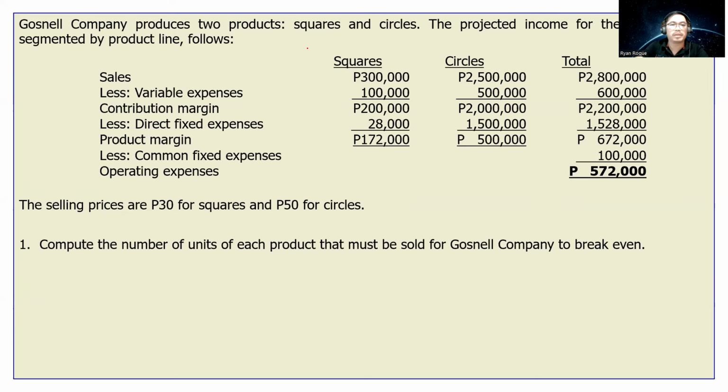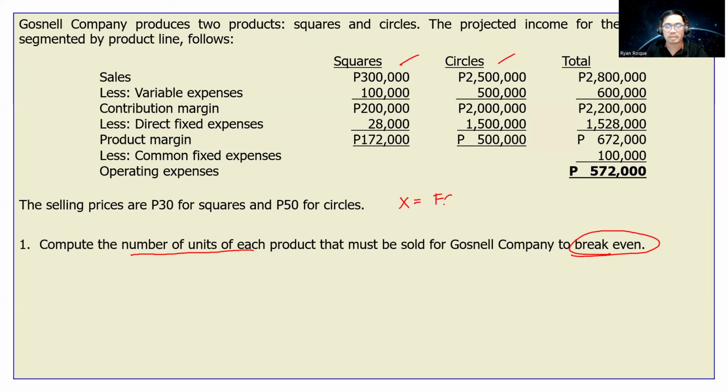Okay, so we're down to the last problem. So we have here a Gosnell company that produces two products, squares and circles. So here is the projected income segmented for the product lines. Okay, so we have here squares and circles. So what would be the question? So we are asked for the number of units of each product that must be sold to break even. Okay, so this time there are two products involved. So the formula would still be the same.